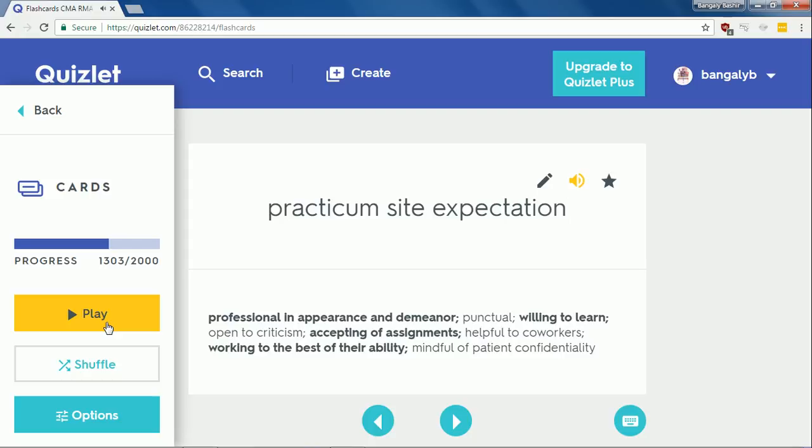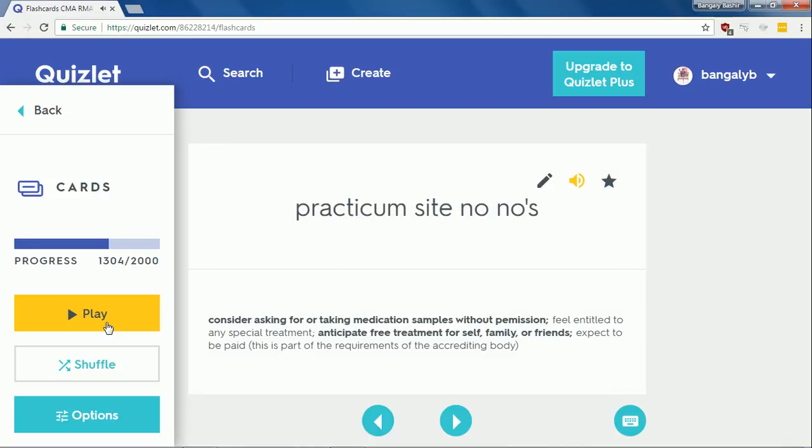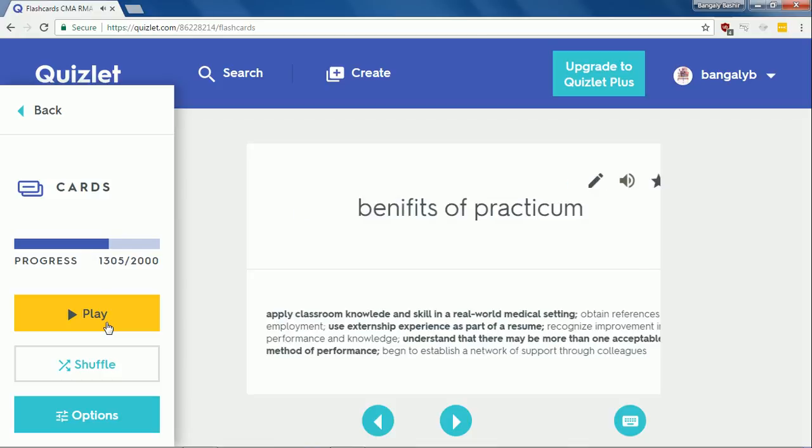Practicum site expectations: professional in appearance and demeanor, punctual, willing to learn, open to criticism, accepting of assignments, helpful to coworkers, working to the best of their ability, mindful of patient confidentiality. Practicum site no-nos: asking for or taking medication samples without permission, feeling entitled to any special treatment, anticipating free treatment for self, family, or friends, expecting to be paid. Benefits of practicum.